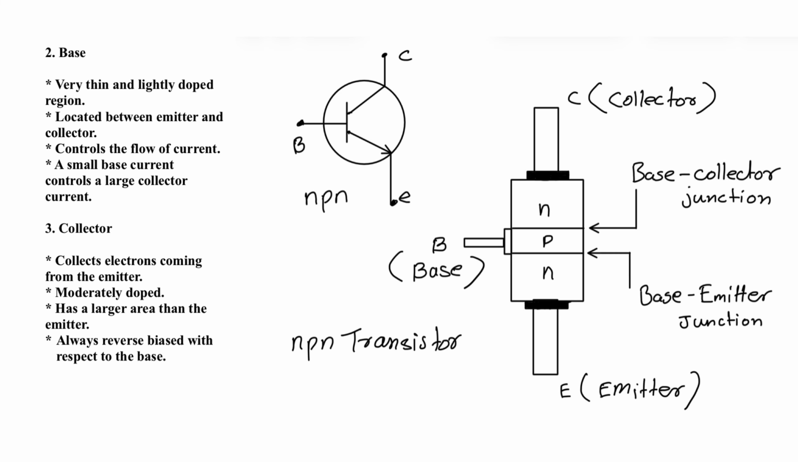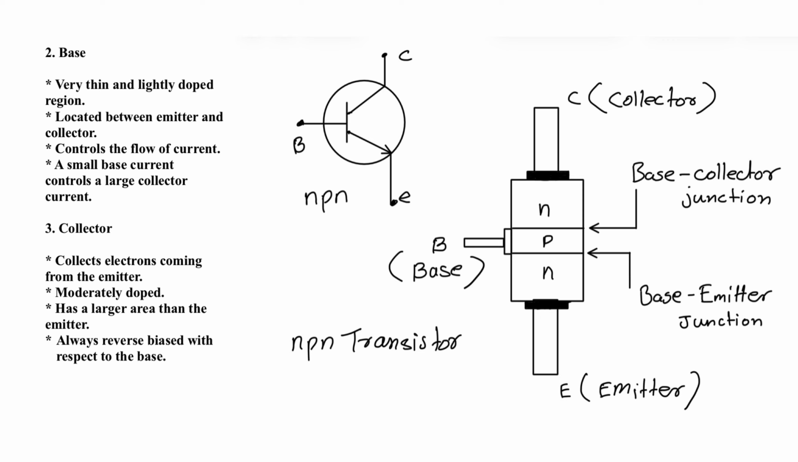2. Base: very thin and lightly doped region located between emitter and collector. Controls the flow of current. A small base current controls a large collector current.